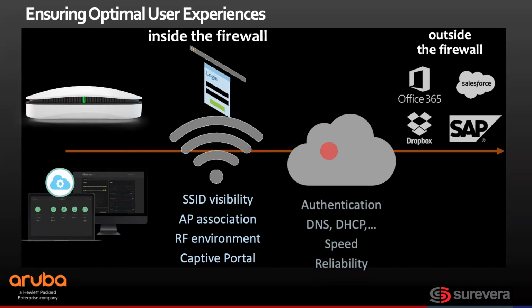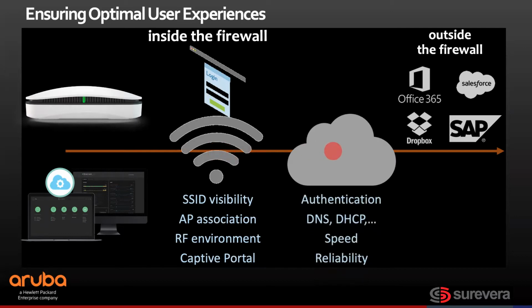Then we can take it a step further and look at authentication. I already mentioned DNS and DHCP. We can also do iPerf tests and validate that we have proper bandwidth and speeds across our environment. We can also look at reliability: things like MOS scores, jitter, and latency, all of those typical things you look at when checking the health of your environment.